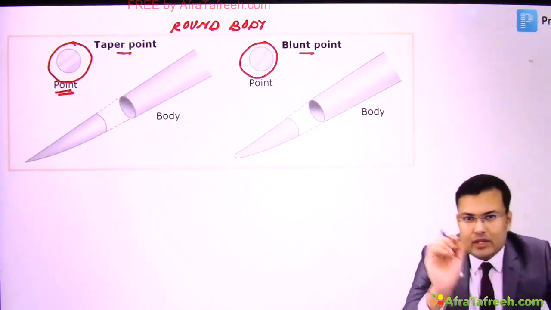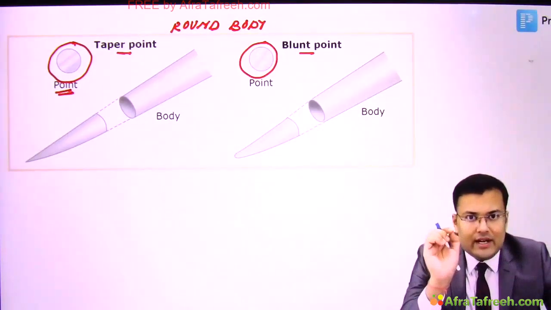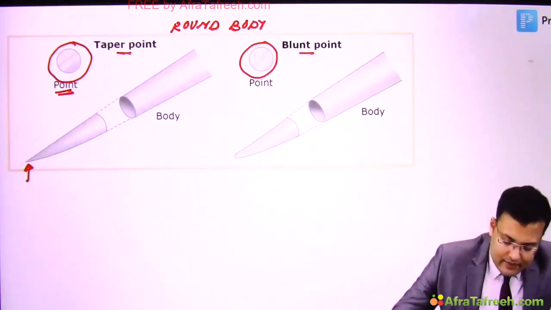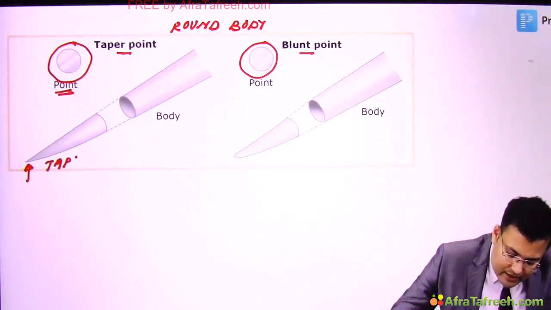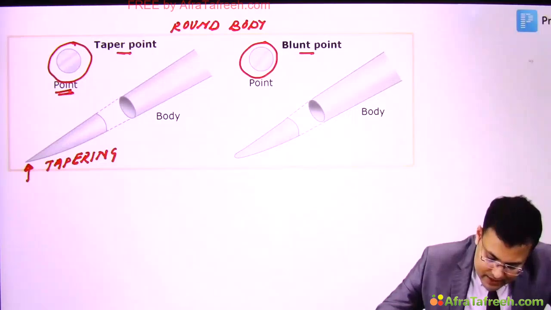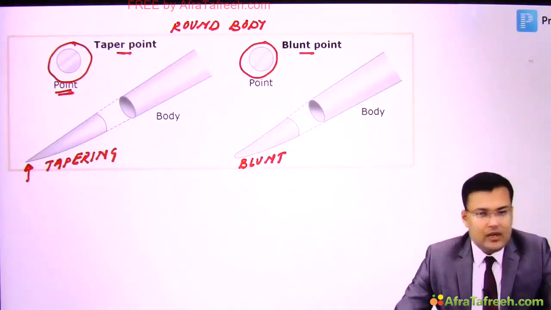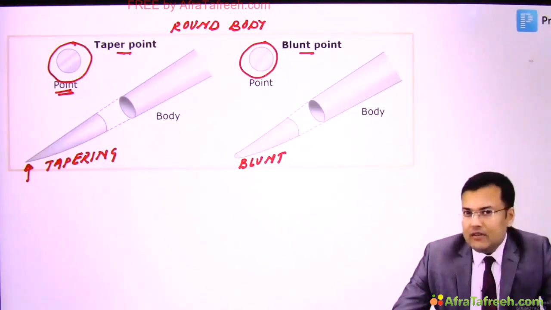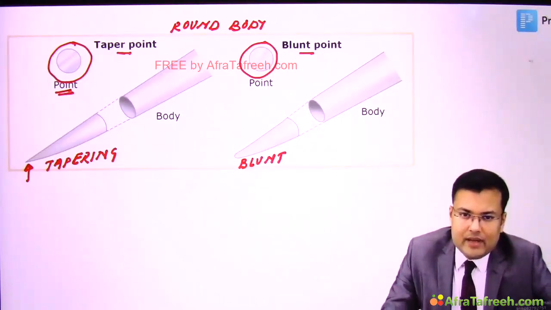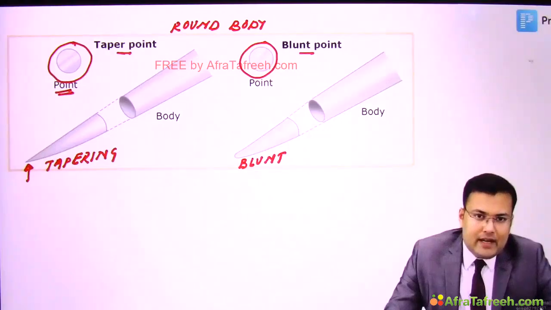Now see the point of the needle, or the pointed end of the needle. If the pointed end of the needle is tapering, this is taper point, and if it is blunt, it is known as blunt point. So round body needles are further divided into taper point if the end is tapering, and blunt point if the end is blunt.